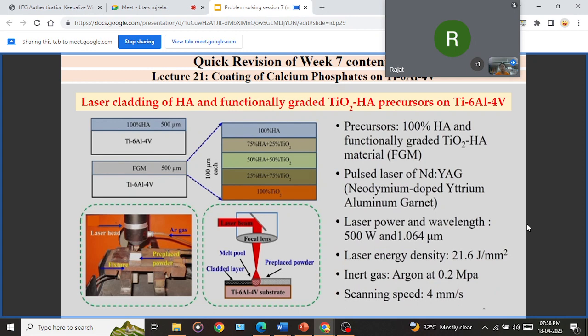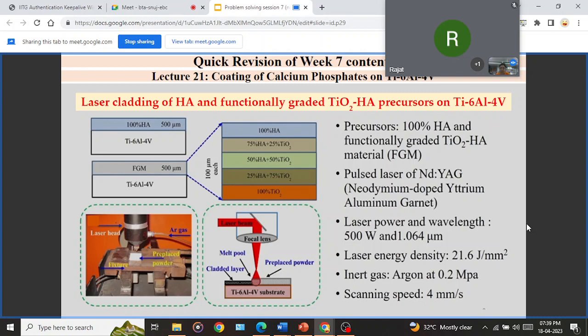Similarly, we can go for laser cladding of hydroxyapatite and functionally graded titanium oxide HA precursors on titanium. These precursors consist of 100% HA and functionally graded TiO2 HA material. So you can see two kinds of surface modification: one is the titania and HA, and another is the FGM and titania. The FGM consists of 5 layers, that is 100% titanium oxide, then 25% HA plus 75% TiO2 and so on.